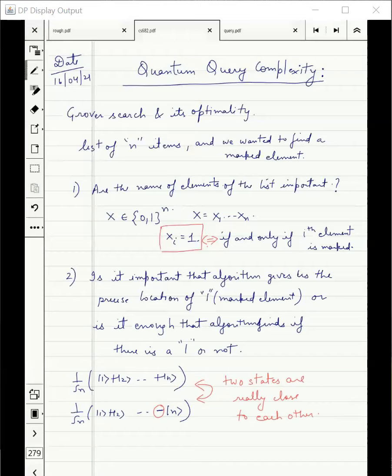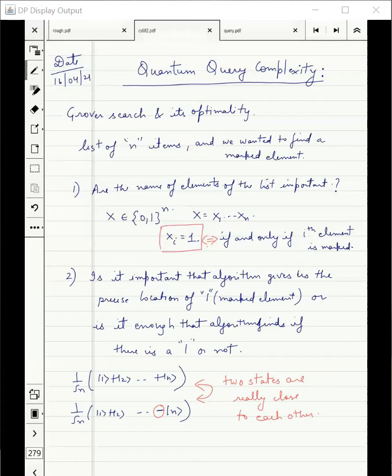But in some sense, you are right that this seems like a more complex problem, right? That instead of just finding whether there is a one or not, you also tell me at what index there is one. That intuition seems okay, right? But that intuition is only partially correct. In some sense, it is not very important.